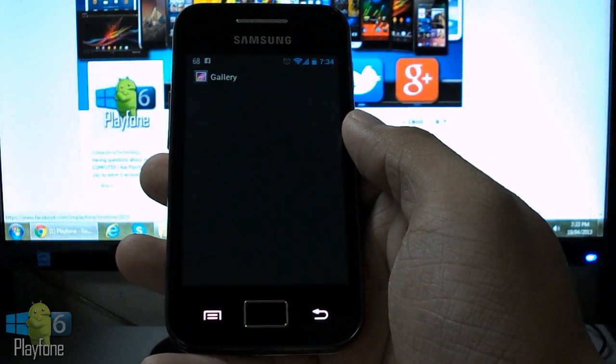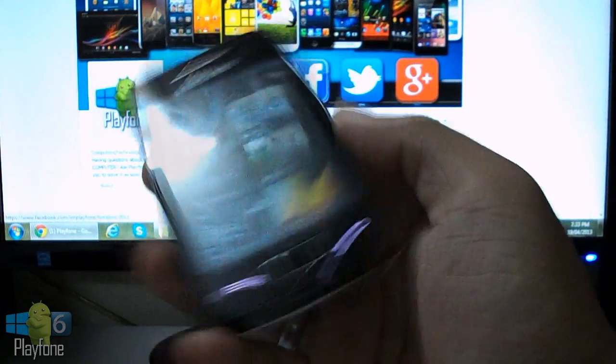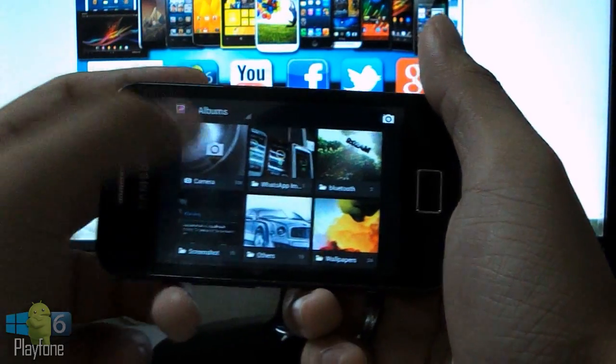Alright, that's pretty much my ROM review of the CyanogenMod 10.1 RC2 by Beiltv3.